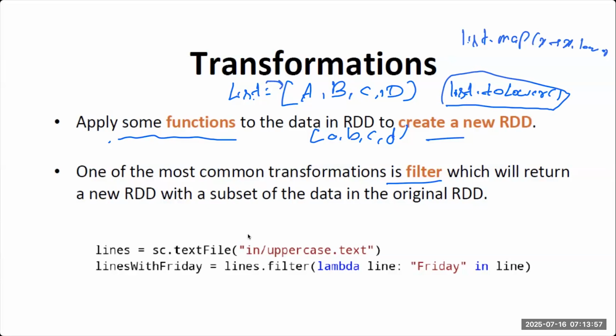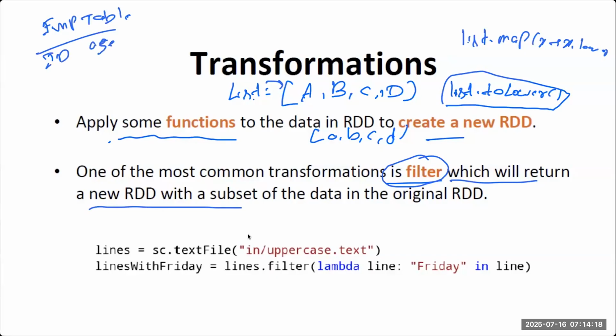One of the most common transformations is filter. Whenever you filter any data, it returns a new RDD. Let's suppose I have an employee table which has ID and age: 1, 3, 15, 30, something like that. Let's suppose I want to filter where age is greater than 20. Initially, once it reads the data, it will have this RDD.